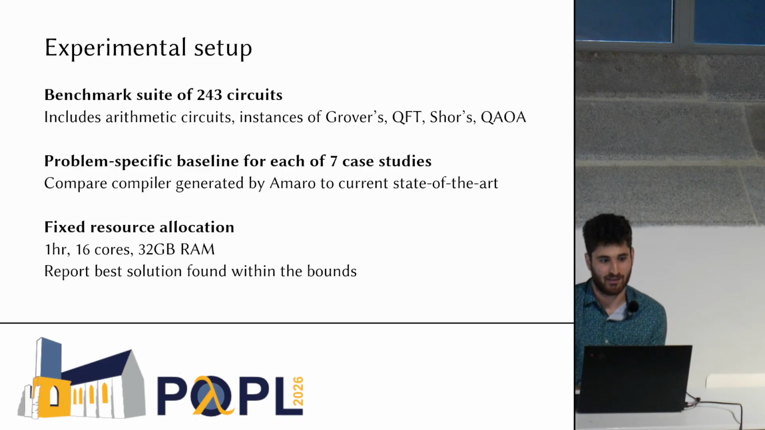And we had a benchmark suite of 243 circuits, a pretty wide range of micro benchmarks that are implementing some bits of arithmetic, as well as these famous quantum algorithms like Grover's algorithm and Shor's algorithm. For each of these 7 case studies, we generated a compiler with our framework and compared it to some state-of-the-art baseline. All of the tools were given an hour timeout and some fixed compute resources, and then we report the best solution they find because our simulated annealing search is continually finding solutions.